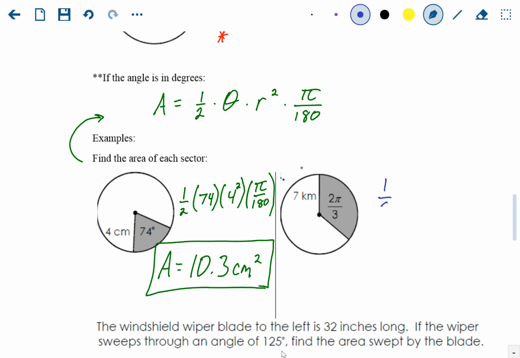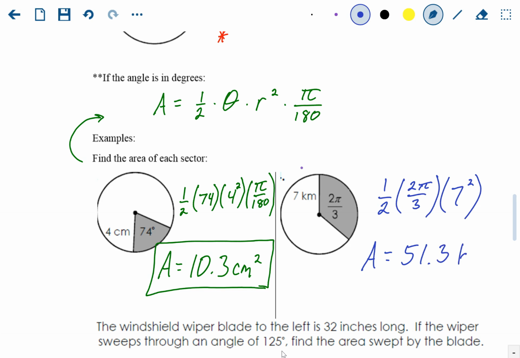So 1/2 times the angle, 2 pi over 3, times the radius, 7 kilometers squared. Once again, punch that all into the calculator. Use 3.14 for pi, or use the pi symbol, and you should get 51.3.